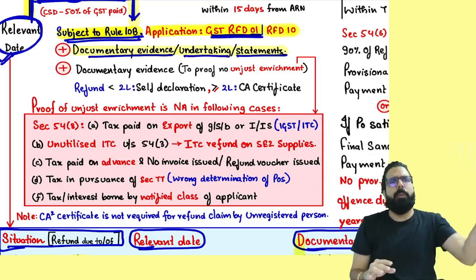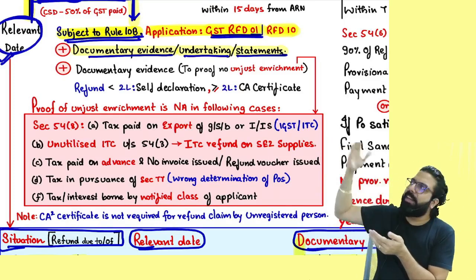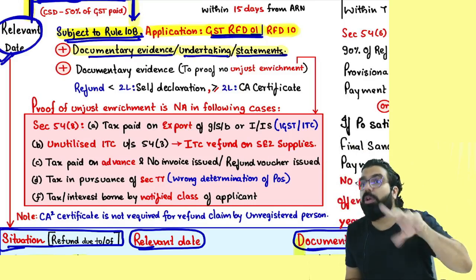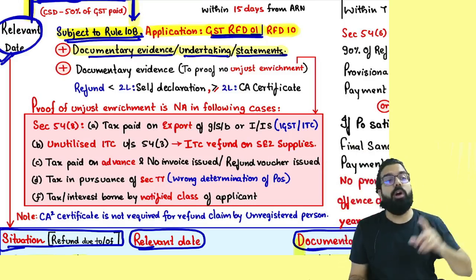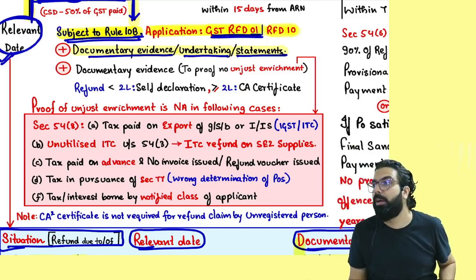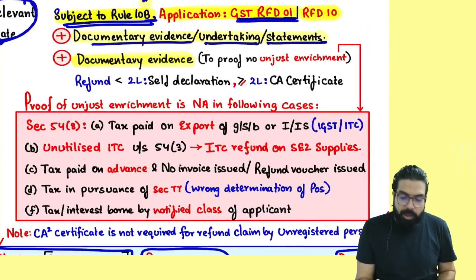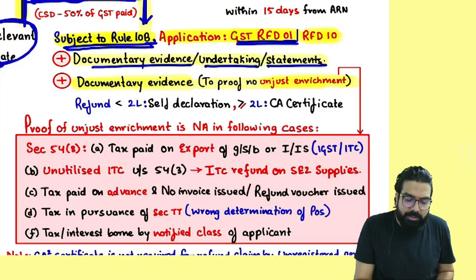If you have paid extra tax, that extra tax which you have paid, you would have collected from the customer. So you also have to give proof that, sir, I have not passed on the burden to the customer. And that is what is told. You have to give documentary evidence to prove that there is no unjust enrichment.